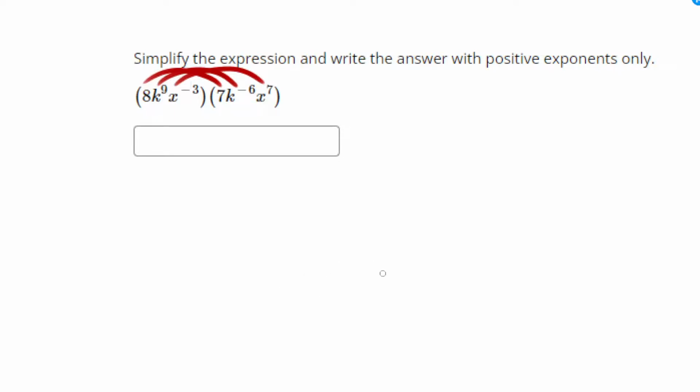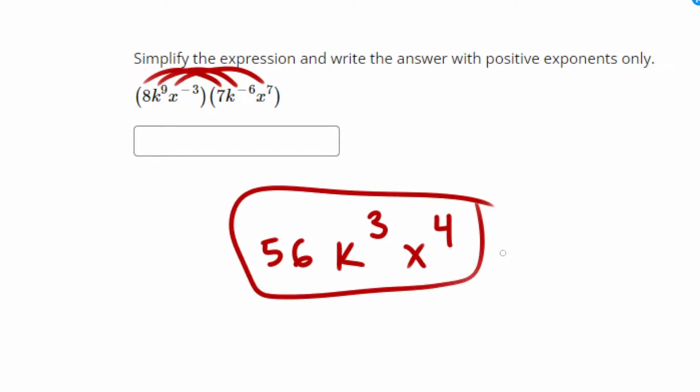We're just combining like terms at this point, basically. 8 times 7 is 56. K to the 9th times k to the negative 6th is k to the positive 3 because 9 plus negative 6 is 3. X to the negative 3 times x to the 7th is x to the positive 4. That would be your answer.